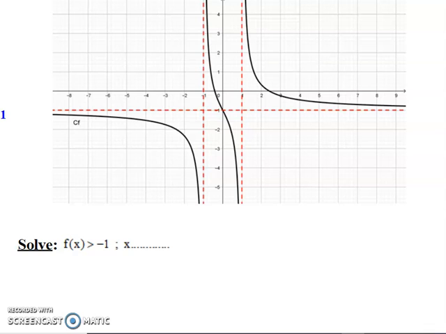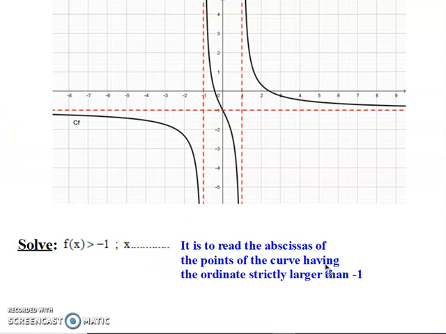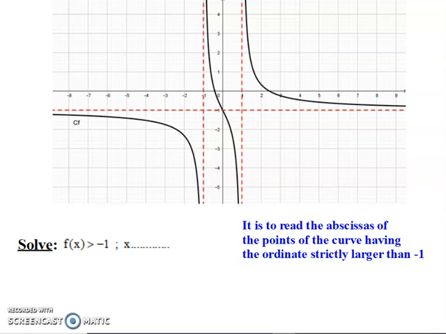Now we move to solving an inequality. The inequality is f of x strictly larger than -1. So we have to read the abscissas of the points on the curve f having the ordinate strictly larger than -1. These are all the points on the curve having the abscissas larger than -1, without this number for sure. And here also all the points on the curve having the abscissas larger than -1.